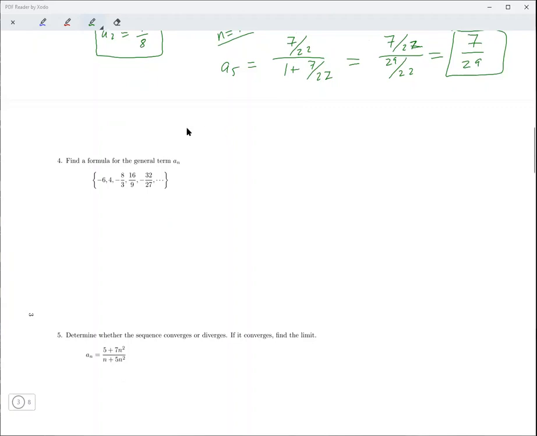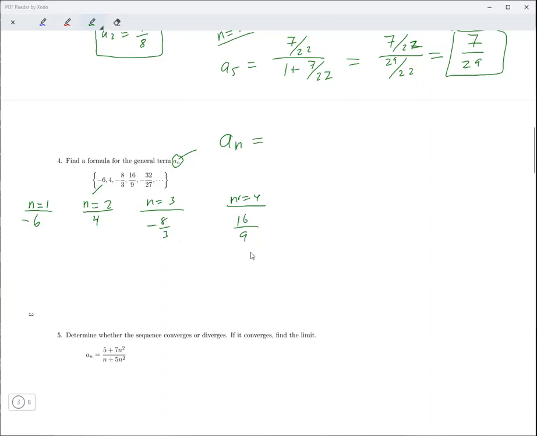So here we want a sub n equals some expression where if you plug in n equals 1, you get this. You get 6. When you plug in n equals 2, you want it to be 4. No, I'm sorry, -6 here. When you plug in n equals 3, you want it to be -8/3. And then n equals 4, you want positive 16 over 9.